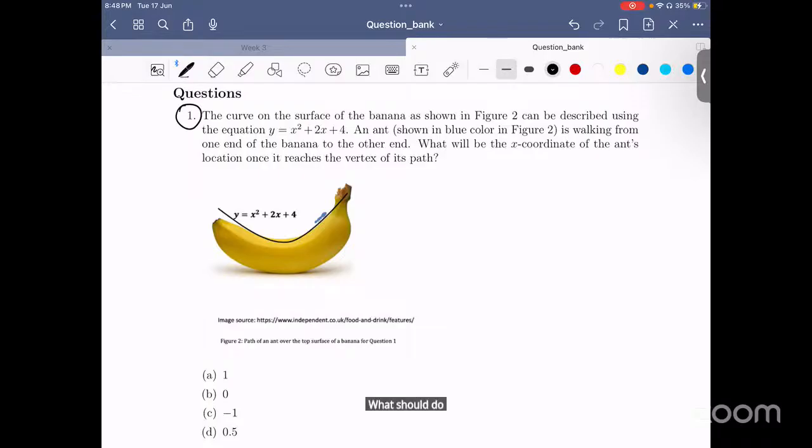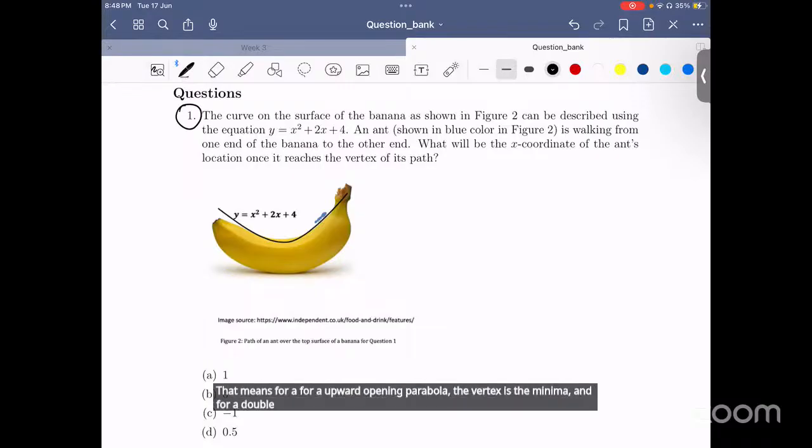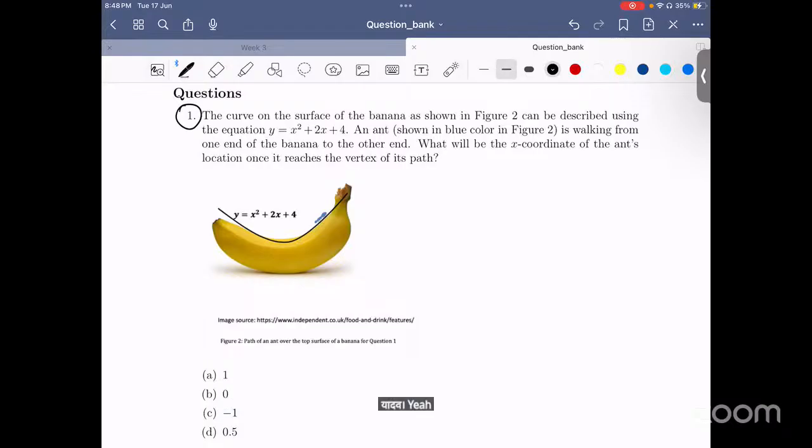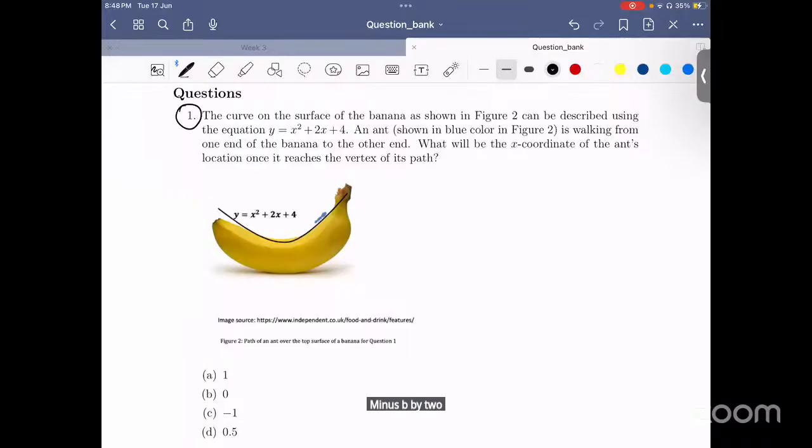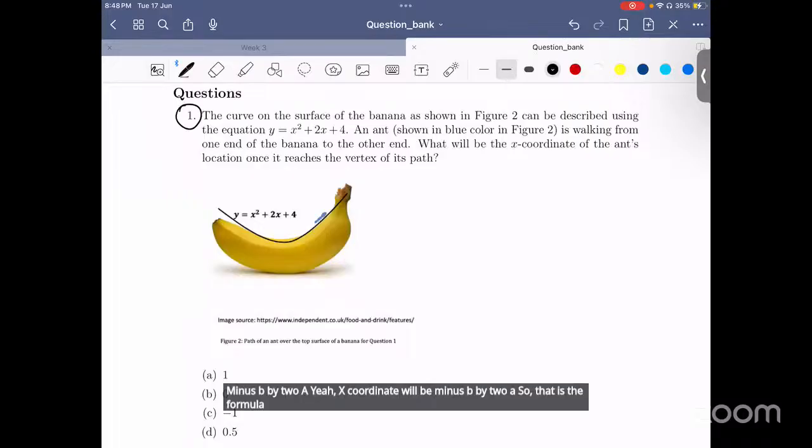For an upward opening parabola, the vertex is the minima, and for a downward opening parabola, the vertex is the maximum. Yeah, that is correct. If the parabola is going upward, the minima will exist at the vertex, and if the parabola is going downward, the maximum will exist at the vertex. In both of these cases, the x coordinate will be minus b by 2a, and the y coordinate will be minus d by 4a. That's the formula.